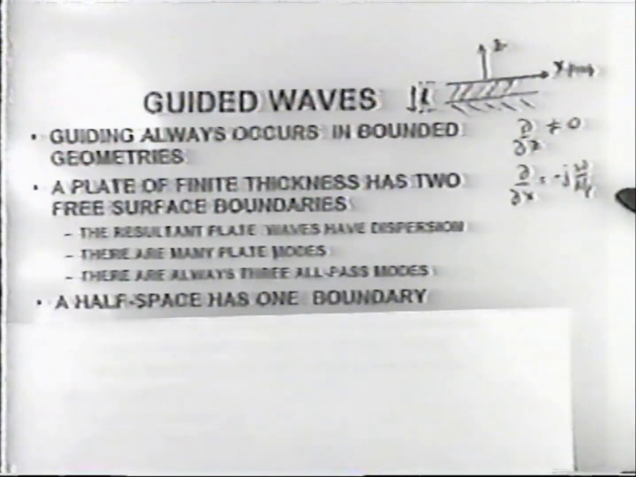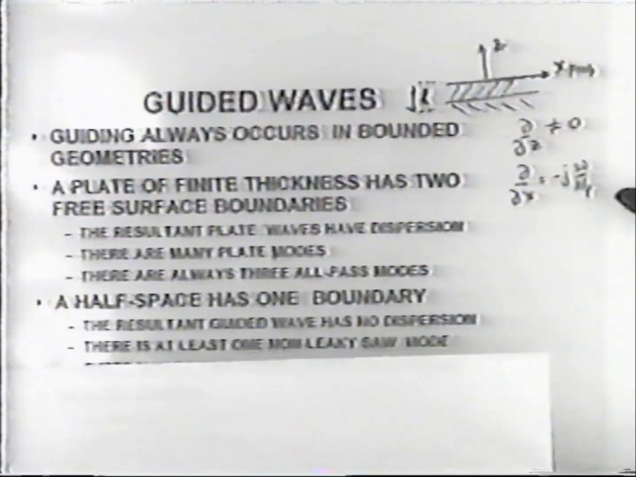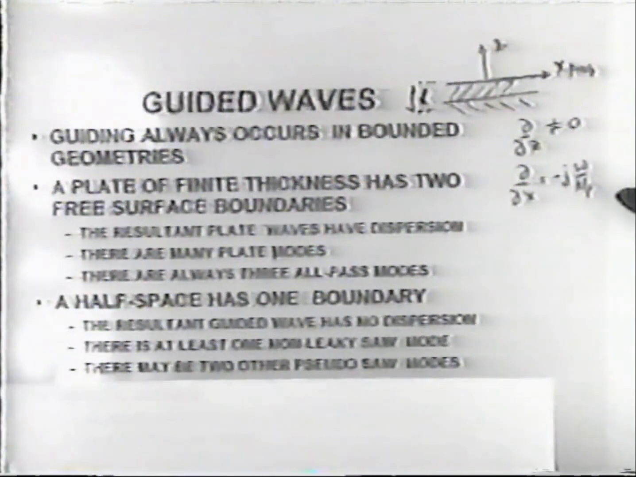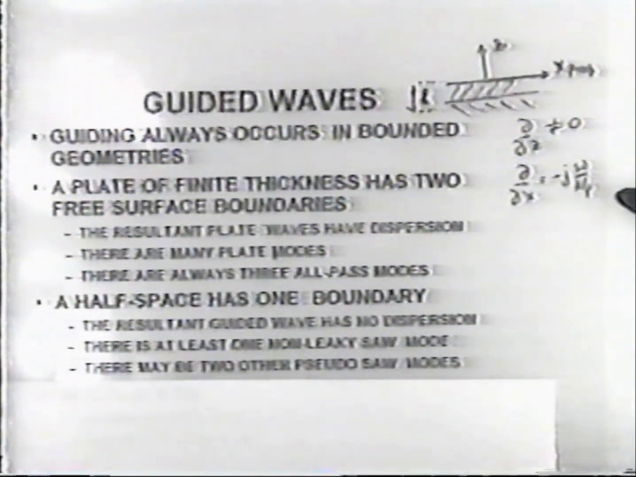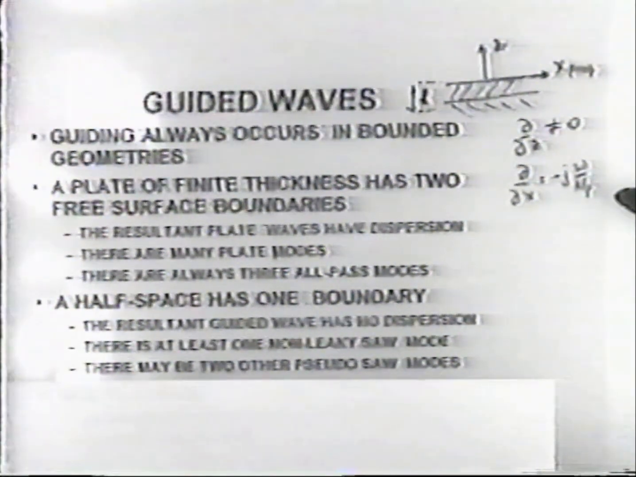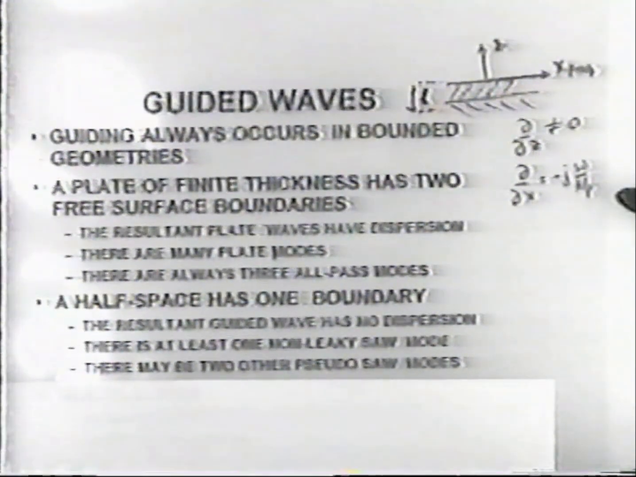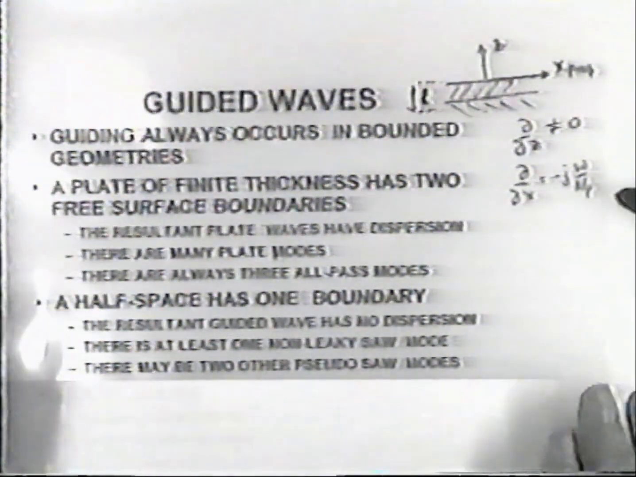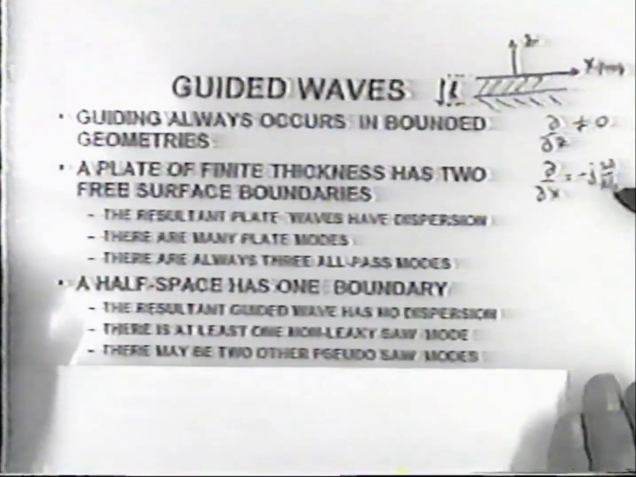The half-space problem has just got one boundary. You just have an upper surface. If we have no layer, then what we end up with is the well-known result that the surface acoustic wave velocity is independent of frequency, and so this is a problem in which we have no dispersion.